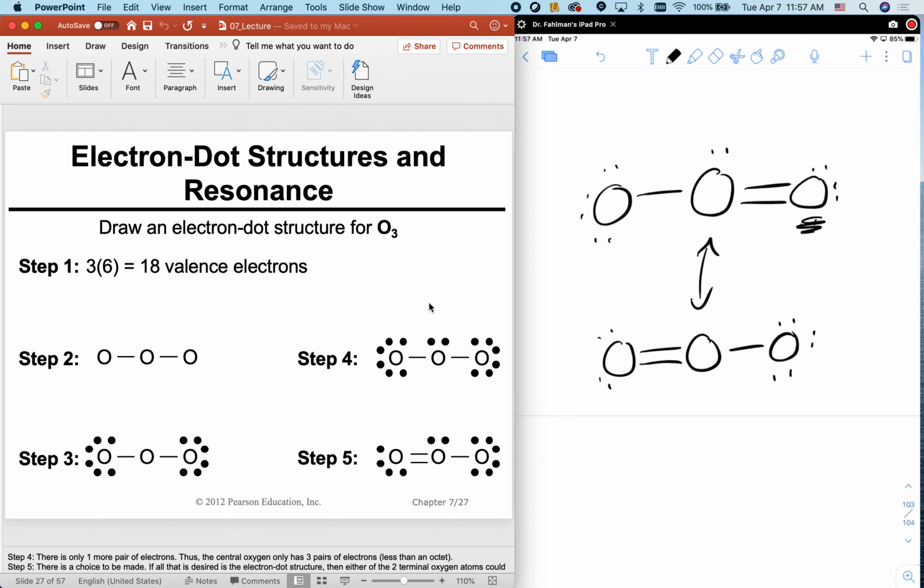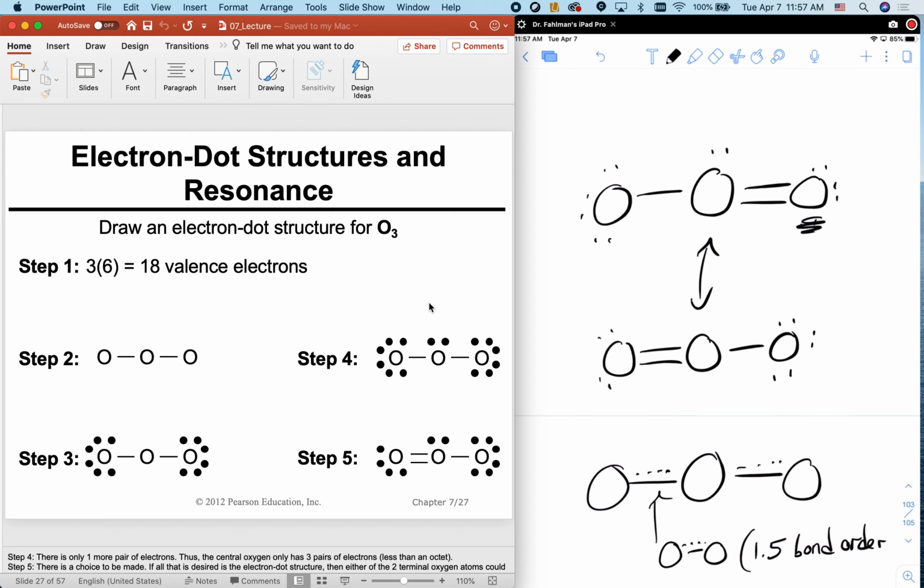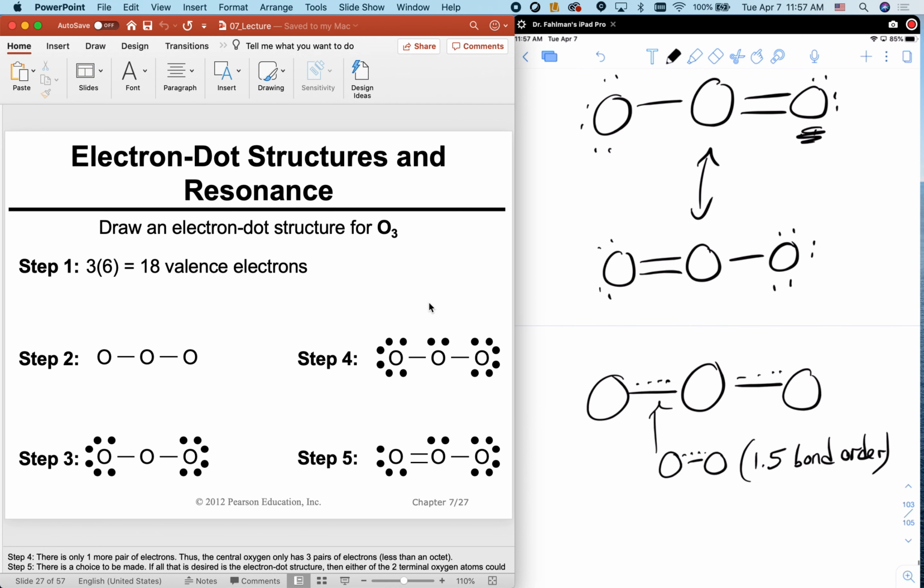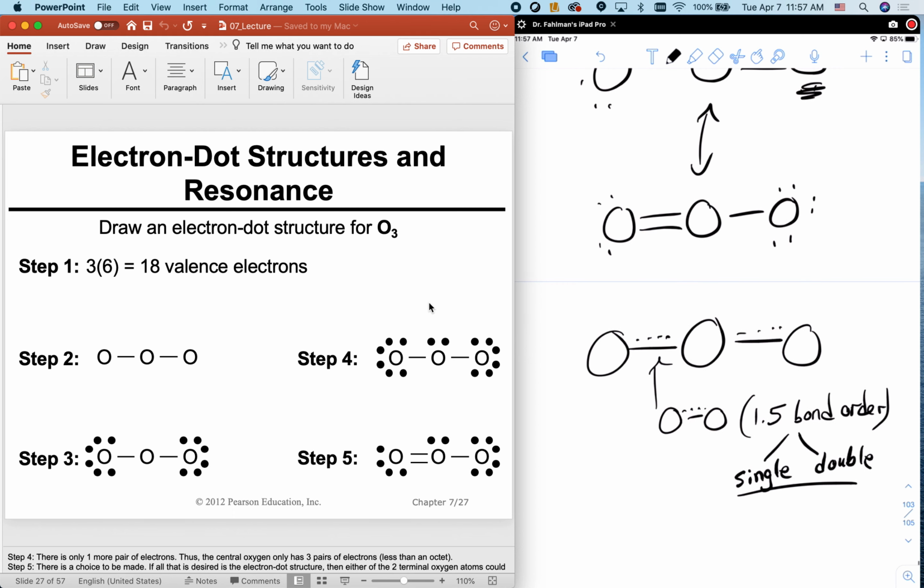So the true Lewis structure for ozone is kind of like this, right? Where you've got, again, oxygen-oxygen bonds which have a bond order of 1.5. It's between a single and a double bond. So it's kind of between those two.